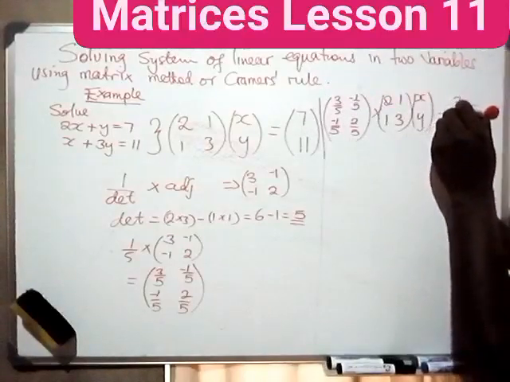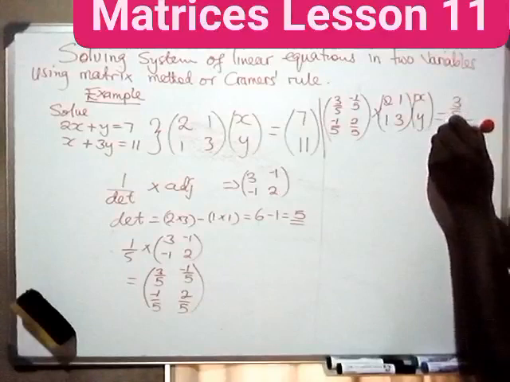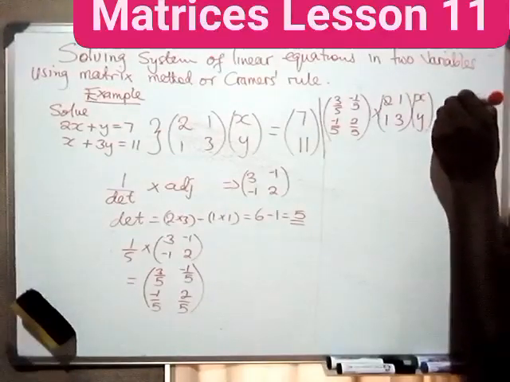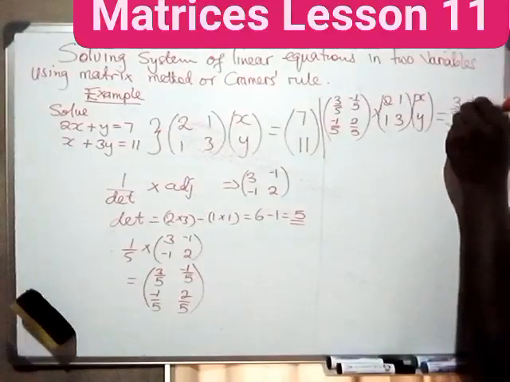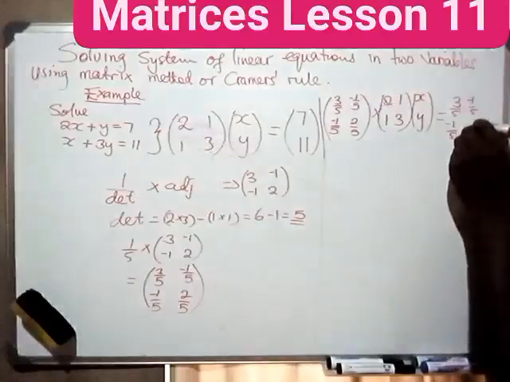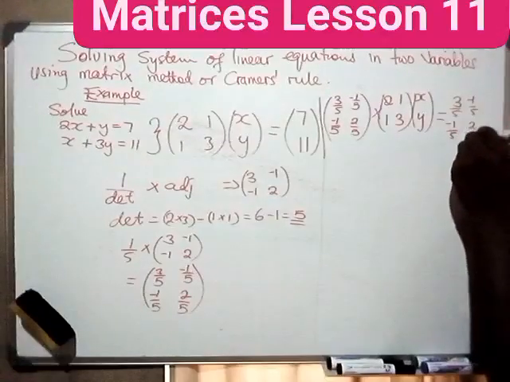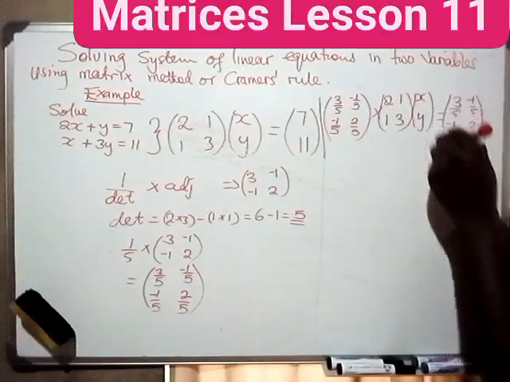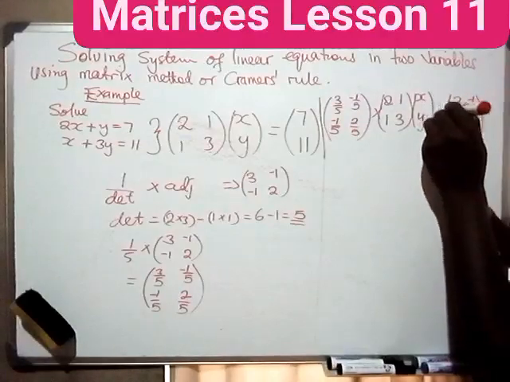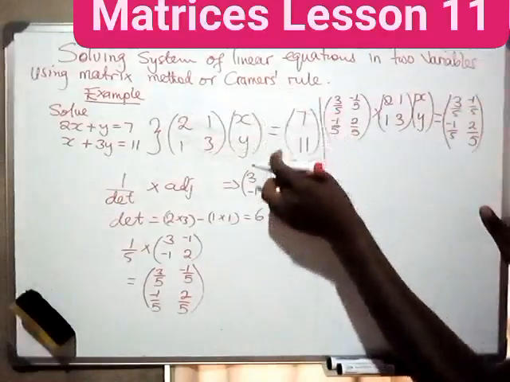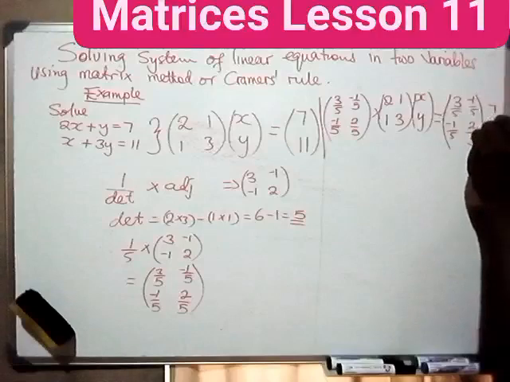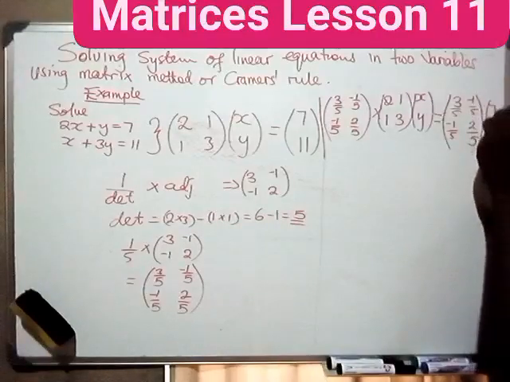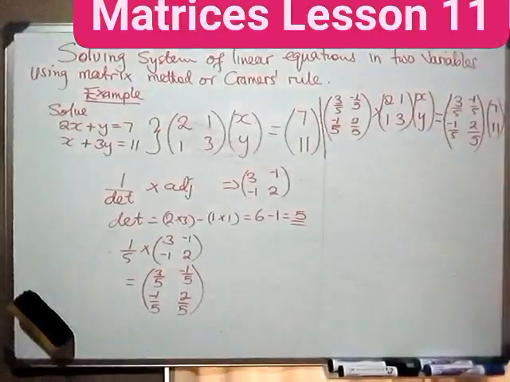We are going to say 3 over 5, then negative 1 over 5, negative 1 over 5, and also 2 over 5. Then this, we multiply it with the constant numbers, which are 7 and 11. So this is what we have.